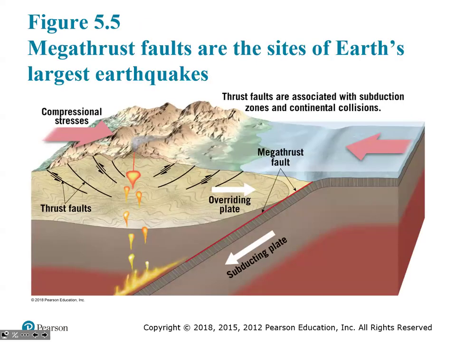So the world's largest earthquakes happen in megathrust faults, where the subducting plate slides underneath the overriding crust, and there's the shallow thrust boundary. And these megathrust faults are associated with subduction zones and continental collisions. And you can get enormous earthquakes here. So these are the thrust faults, smaller thrust faults, and then there's this subducting plate. Thrust faults occur with compression and at shallow angles.